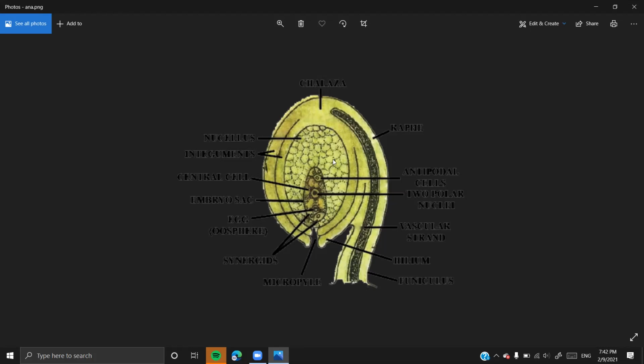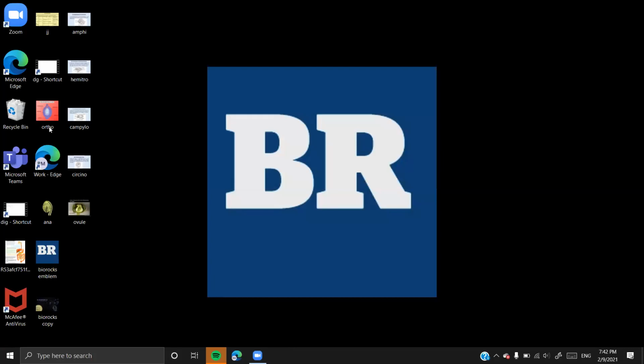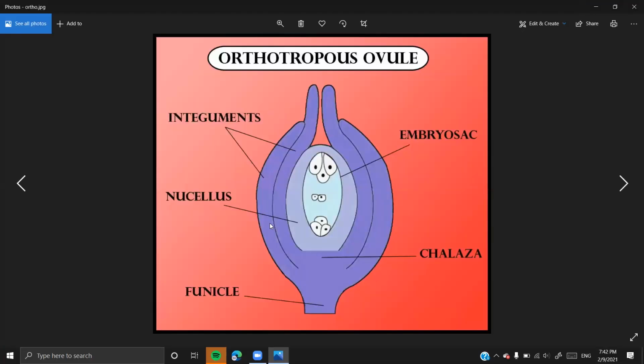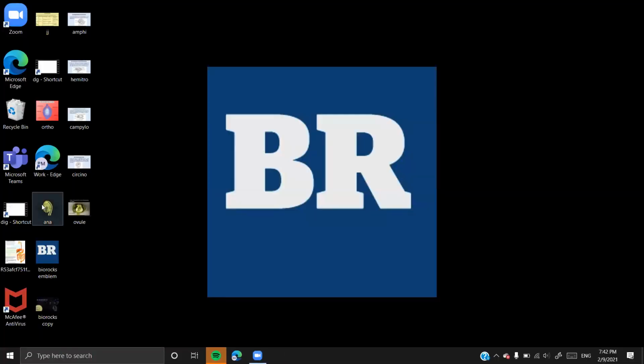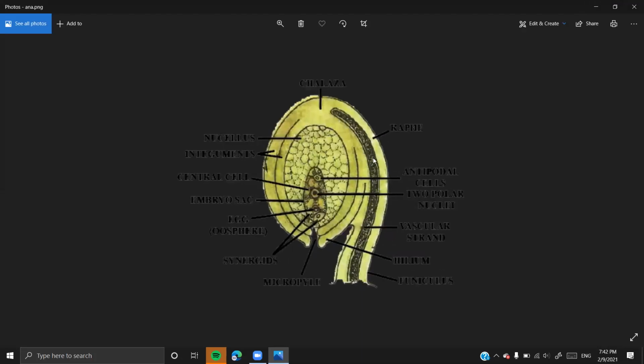What is the body of the ovule? The nucellus, the embryo sac, the integuments, the chalazal end, the micropylar end. The body of the ovule is inverted, right? When you compare it to your orthotropous, let me show you orthotropous once again. You could see that in the orthotropous ovule, the body is straight, this whole body is straight, upright on the funicle. But now what has happened in the anatropous ovule is that the body of the ovule has got inverted, right children? It's not straight, but it has got inverted, bent like this.